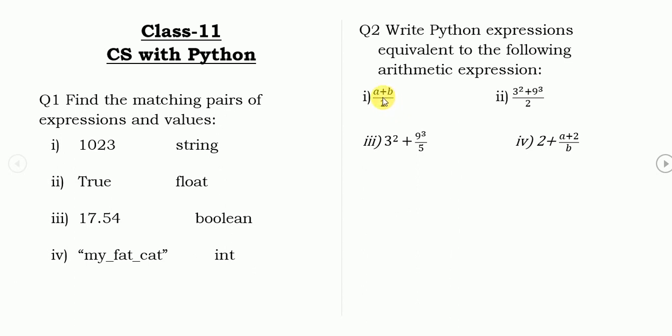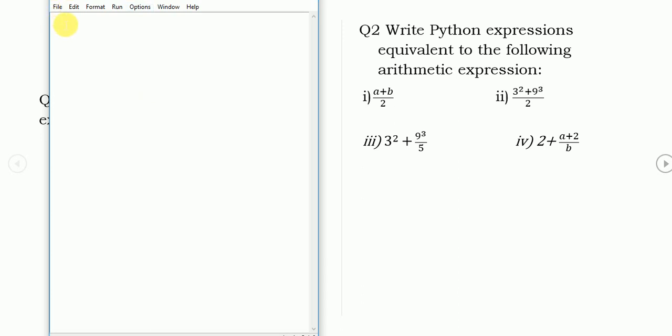So let us start with the first part. The first part says (a plus b) whole divided by 2. So we are going to write it like (a + b) and the division symbol we'll use is this one, / 2. So this is our first part.